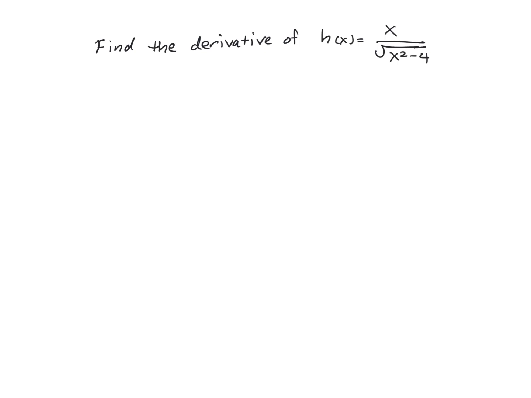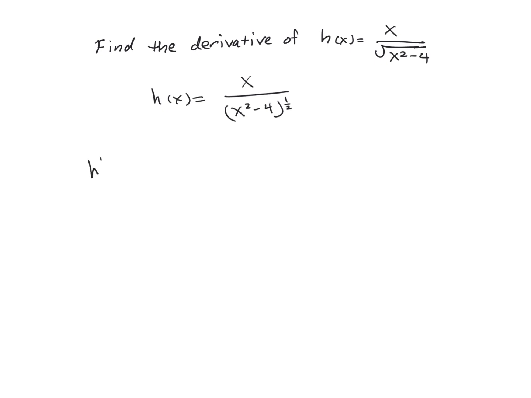Some people like to do this problem as a product rule with negative exponents, but I'm going to do it as a quotient rule because, in my opinion, that makes simplifying a lot easier. So when we find our derivative, h prime of x, we're going to first rewrite the function using our rational exponents. So h of x is x divided by x squared minus 4 to the 1/2 power.